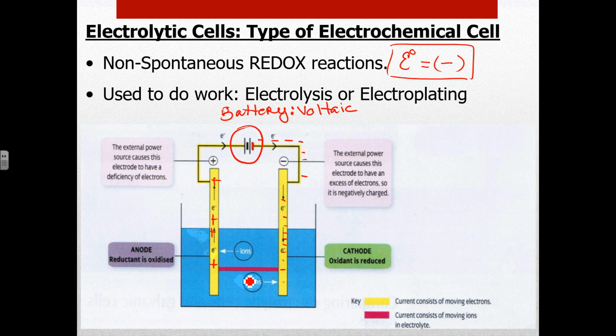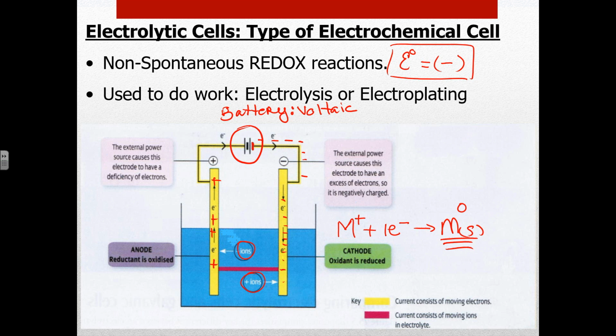And the solution will have positive ions and negative ions. The positive ions will be attracted to the negative terminal, and the negative ions will be attracted to the positive terminal. When the positive ions get over here, let's say it's a metal, when that metal hits the terminal, it's going to absorb an electron and be reduced, and I'm going to get the solid metal. So it's a way for me to pull that metal out of solution.